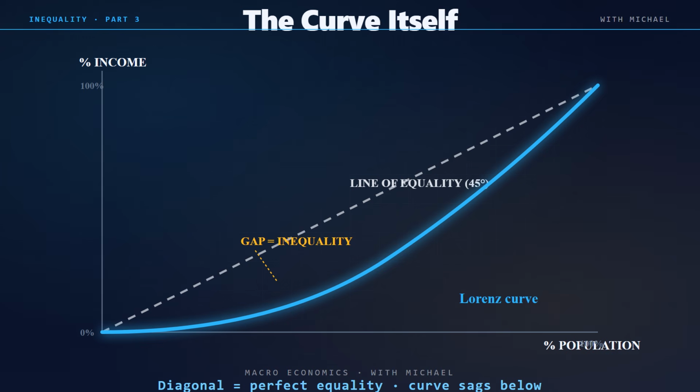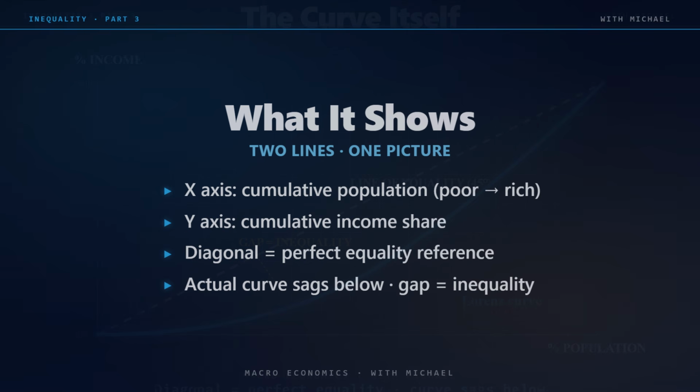The first reference line is the diagonal from the origin to the upper right corner. This diagonal represents perfect equality. If every household had the same income, then the cumulative share of income for any given cumulative share of the population would be exactly that population share. 20% of the population would receive 20% of the income. 50% of the population would receive 50% of the income. The cumulative line is the diagonal.